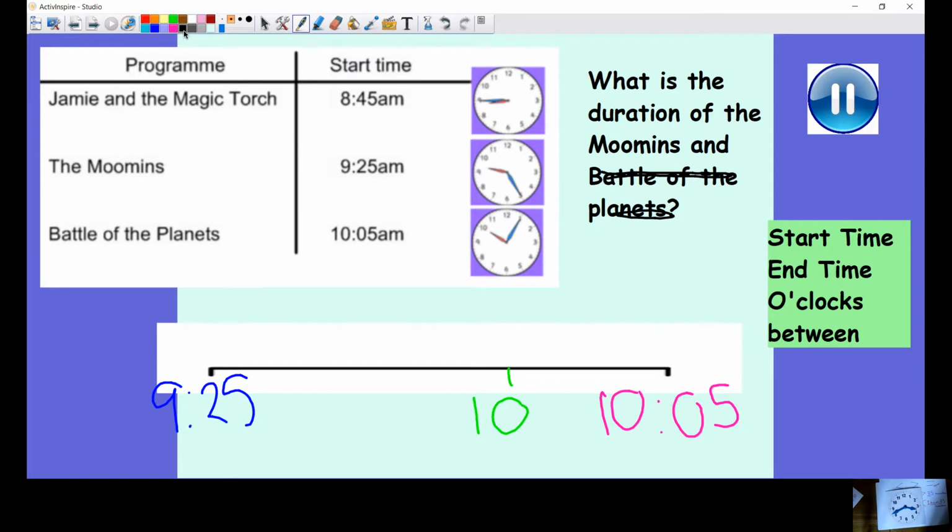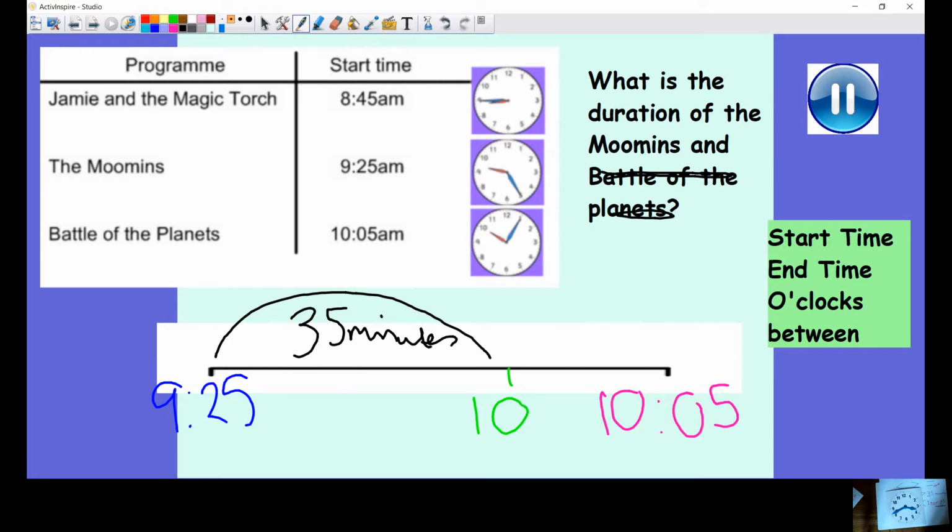So 9:25 to 10. How many minutes is that? Well, I could count on using my clock, but I know that there are 60 minutes in an hour, and half an hour is the same as 30 minutes. So I know then 25 past, I need to add on another 5 minutes, because if you look here, I go 5, 10, 15, 20, 25, 30, 35 minutes.